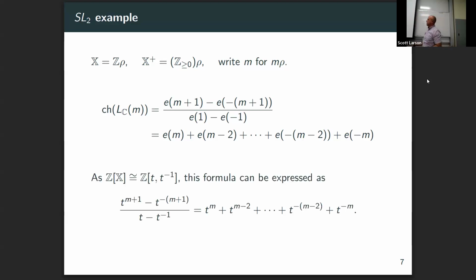Maybe this would look more familiar if we take the isomorphism that Z of X is just Laurent polynomials, and then if you stared at it like this, you'd say, oh yeah, that looks like a familiar thing. If I'm writing T to the whatever instead of e of whatever, then you can see Weyl's formula in action there. It looks a little prettier to me seeing it like that. Okay, so that's Weyl's formula in action for SL2.